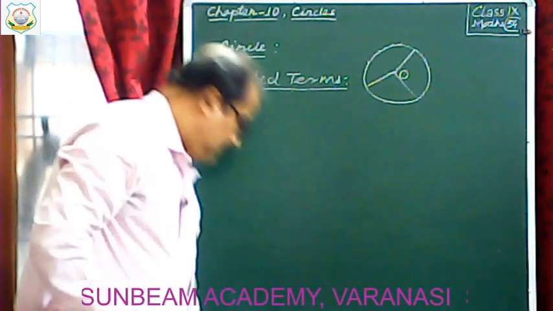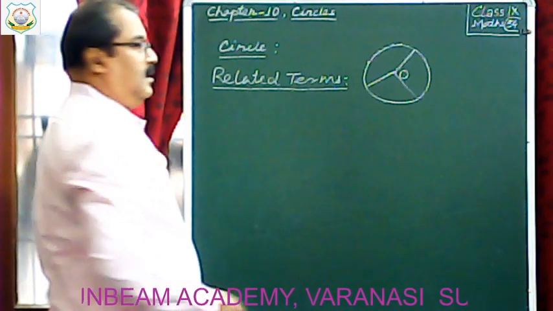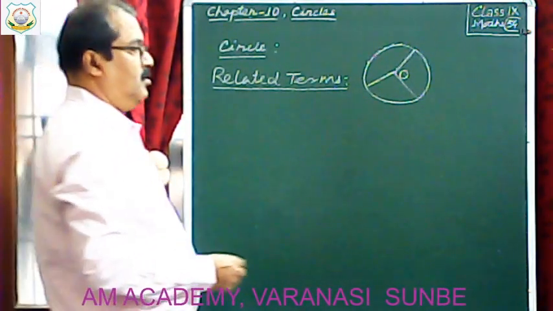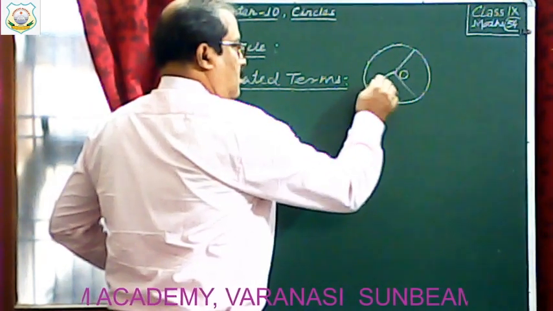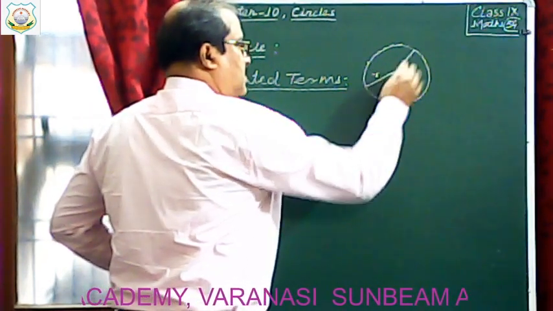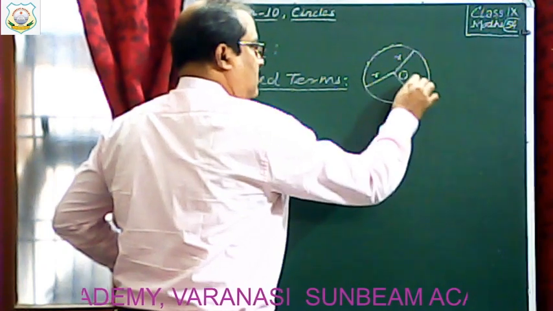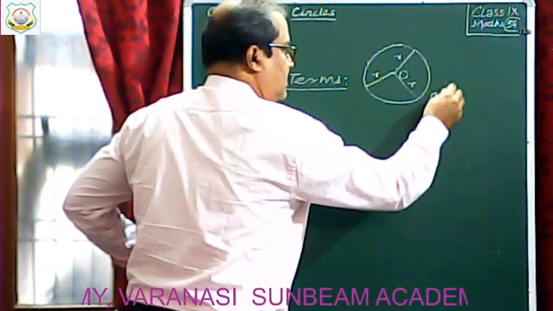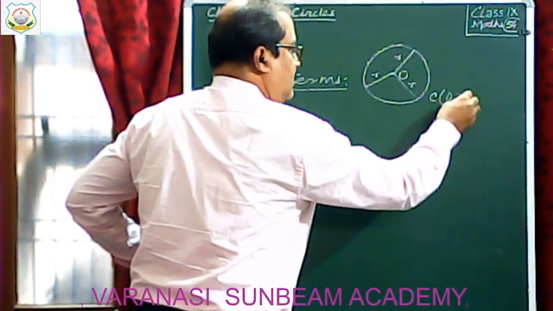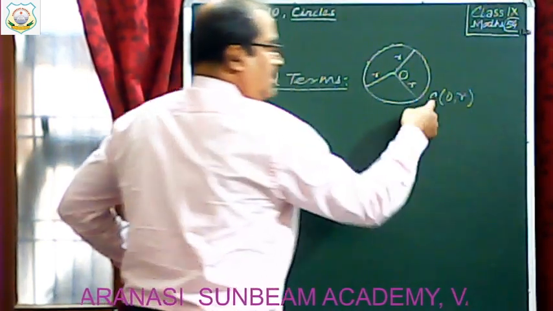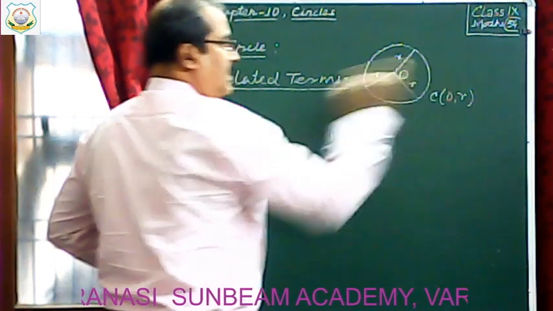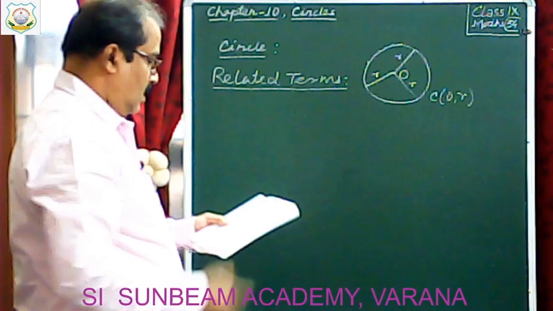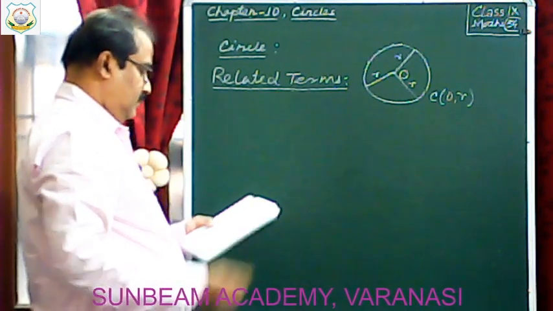Before that, the notation: how to denote a circle in short. This distance is known as radius. O is the center of the circle. We denote a circle in this way: C(O, r), circle with center O and radius r. This is the notation. Now come to the related terms.